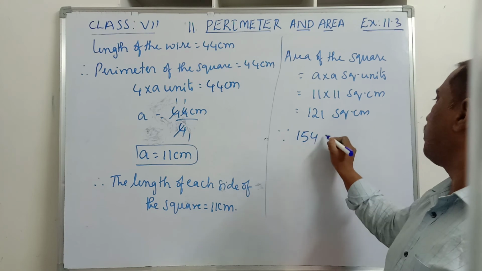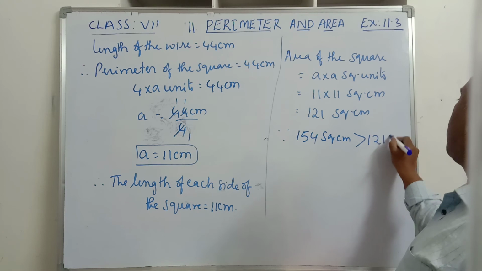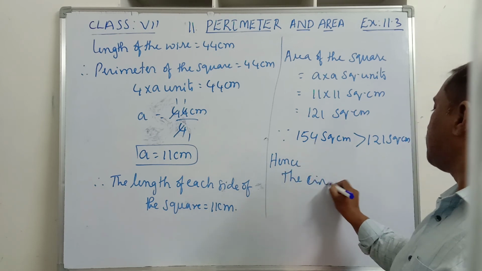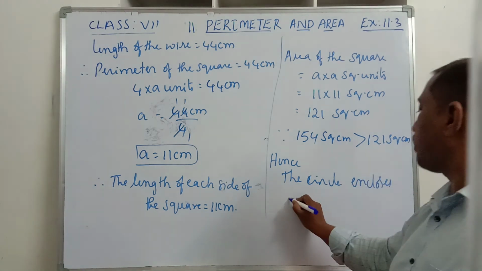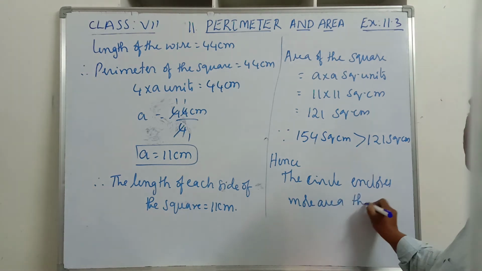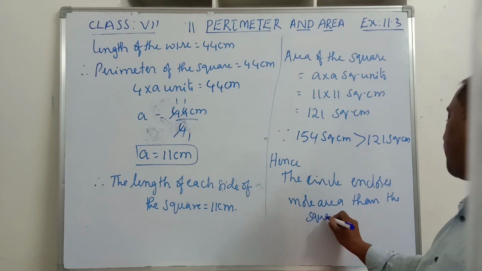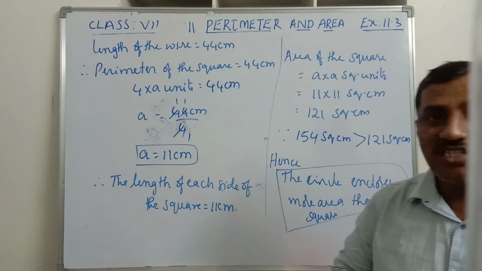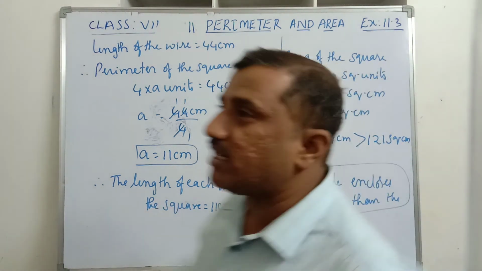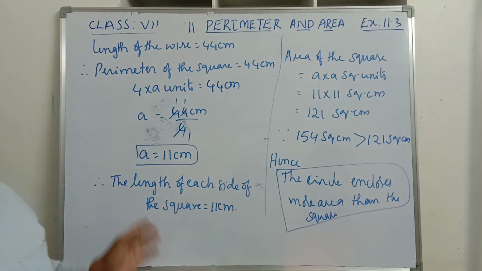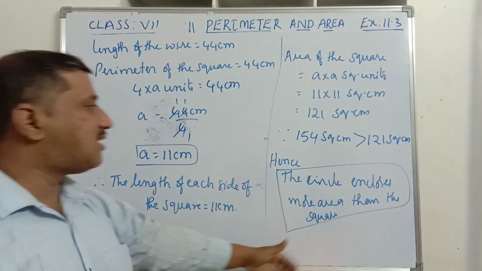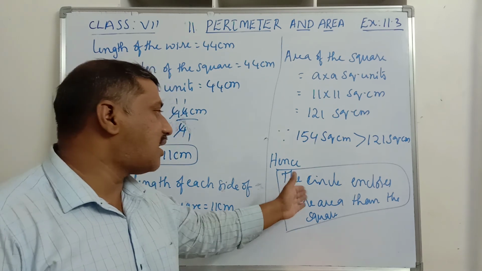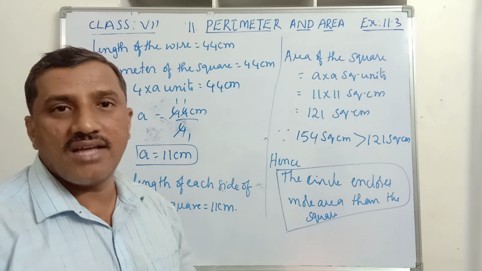Since 154 square centimeters is greater than 121 square centimeters, hence the circle encloses more area than the square. Though their perimeter, the length of the wire, is the same, the circle encloses more area than the square. So is it clear, children? How we did it is, the length of the wire is given. From that we find the radius of the circle and the side of the square. Then we find the areas of both the figures. Then we compared. We found that 154 square centimeters is the area of the circle, 121 square centimeters is the area of the square. So the circle encloses more area than the square. Is it clear, children? Yes.